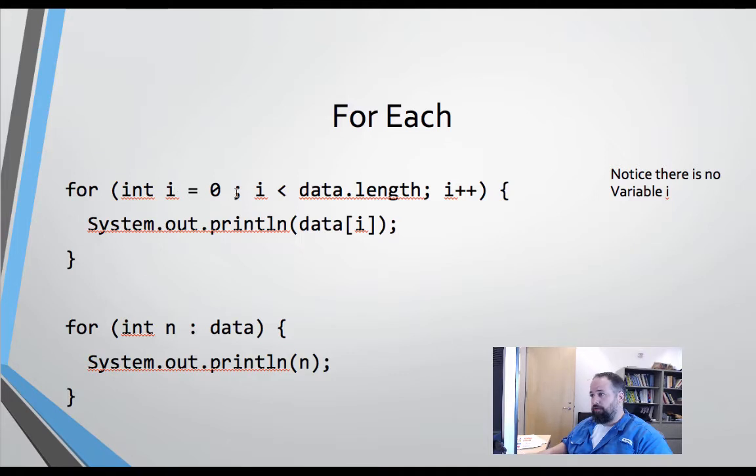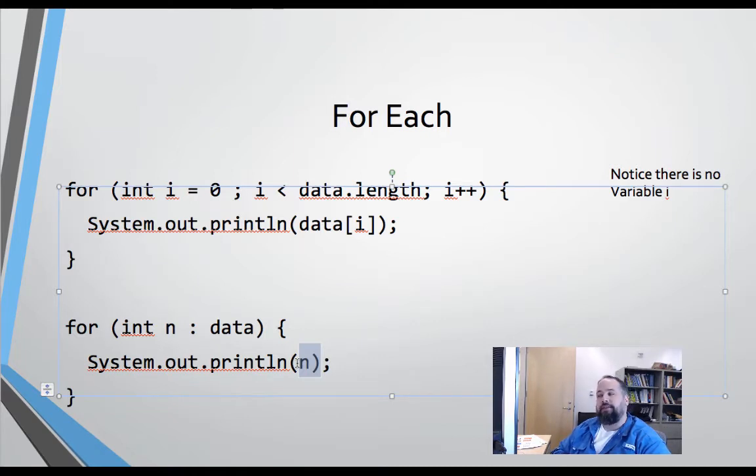So what we had before was an index i that went from 0 to 1 less than the length. And then we used the square bracket syntax to say data sub i. Another way to do it is to say for int n colon data. That means for each n in this array data, and each time through the loop, n is data 0, data 1, data 2, all the way through. There are some times when I don't need the index, so this works just fine.